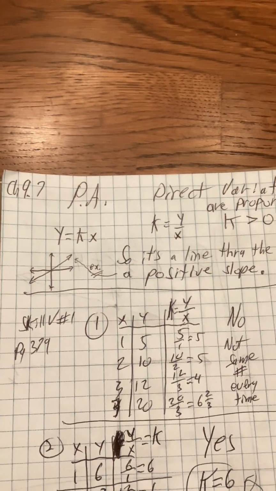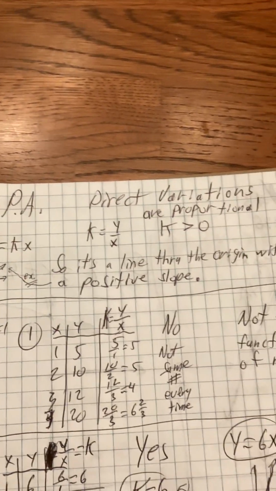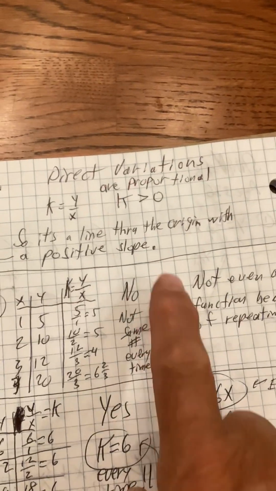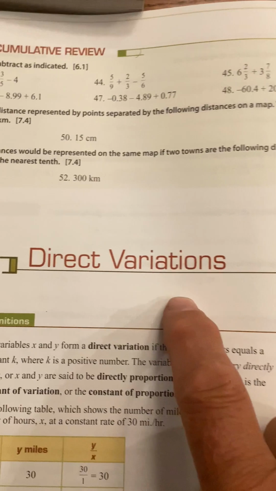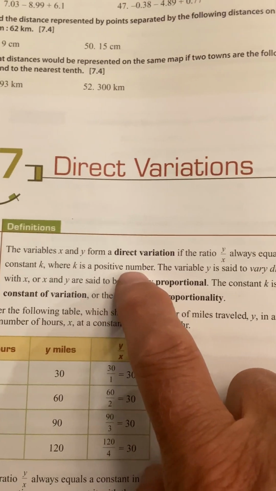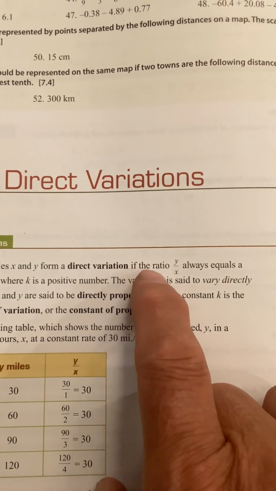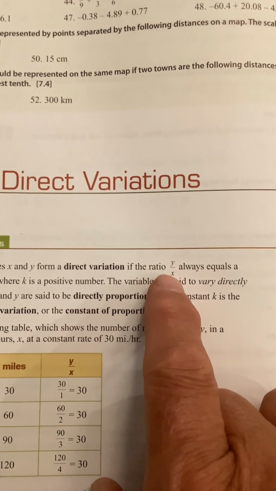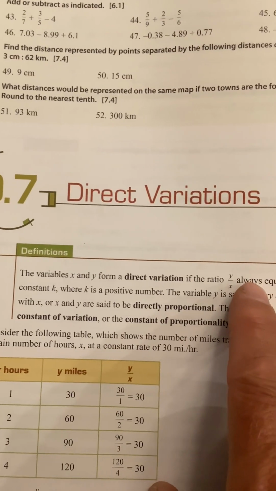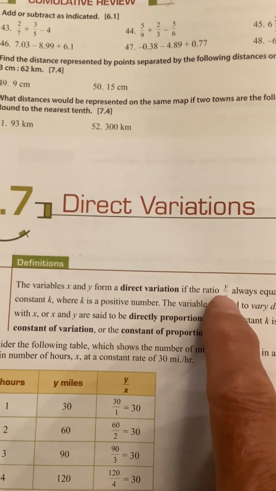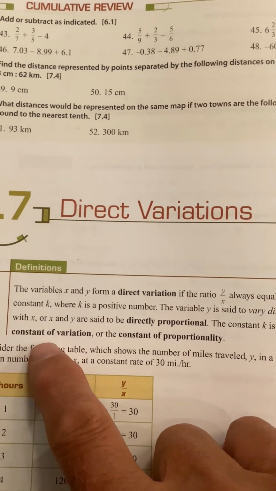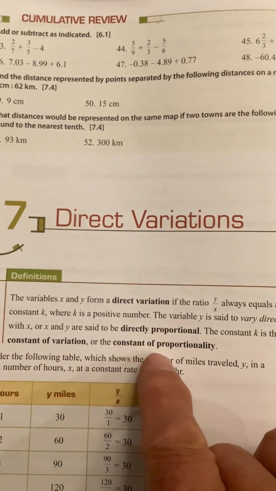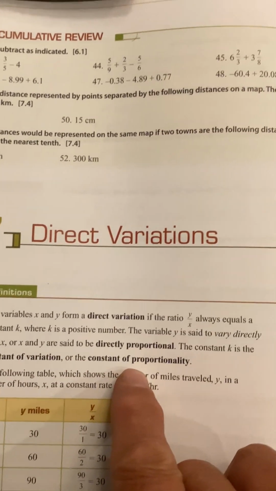Chapter 9.5, Pre-algebra, direct variations. I'd like you to write down that direct variations are proportional, maybe right here. Here are all your notes. In a direct variation, you get x over y, and they're always equal, which is what a proportion is. Whatever x over y equals is called a constant. They call it k. It's the constant of variation or the constant of proportionality.